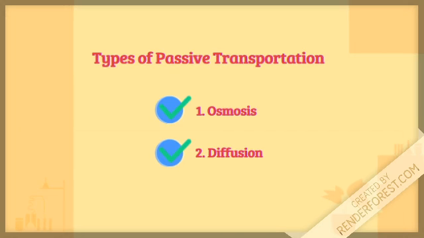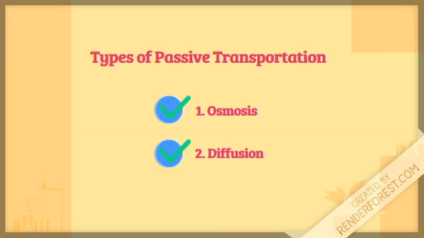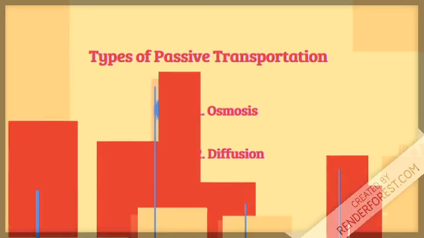Next is diffusion. Diffusion is very similar to osmosis but has two different sections within itself. The first being simple diffusion and the second being facilitated diffusion.